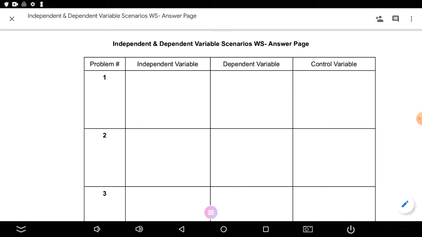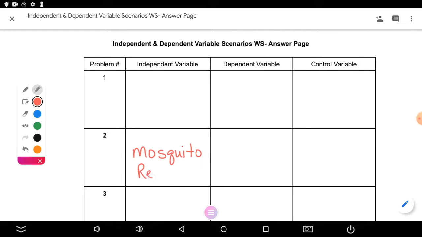So under independent variable, use your resources. Why should we all spell mosquito correctly even though it's a hard word? It's right on it. It's right there next to it. So look over as you write it. I even have to look. I don't know how to spell mosquito. So we are testing the mosquito repellent. That is our independent variable.